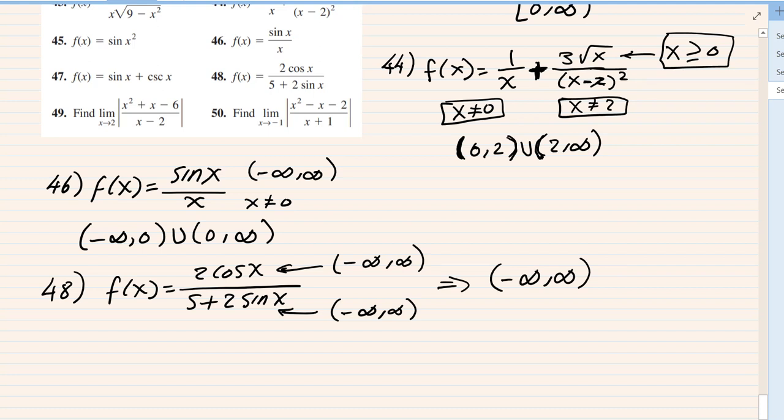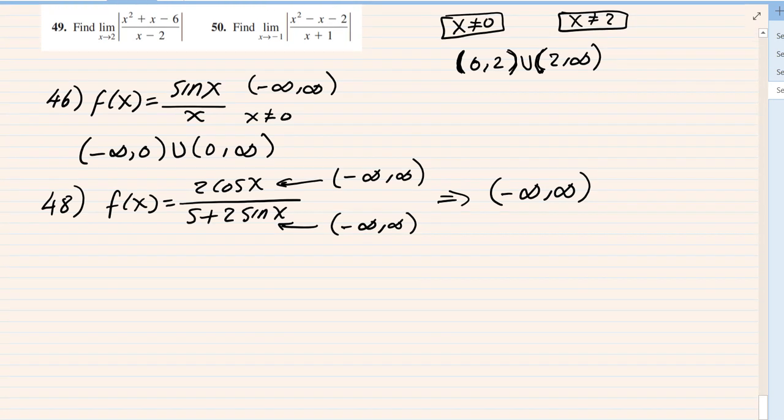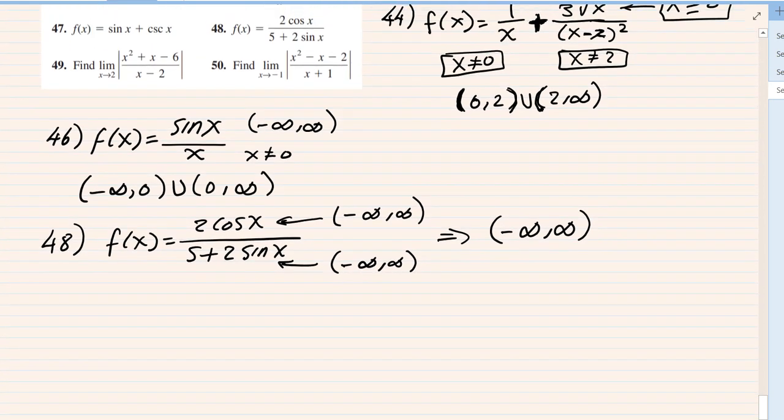And there's no way the denominator can be 0, right? Because in order for the denominator to be 0, 2 sine x should be negative 5, so it adds with 5 to become 0. But there's no way 2 sine x would be negative 5, because sine is between negative 1 and 1. So we don't have to ever worry about 0 in the denominator.